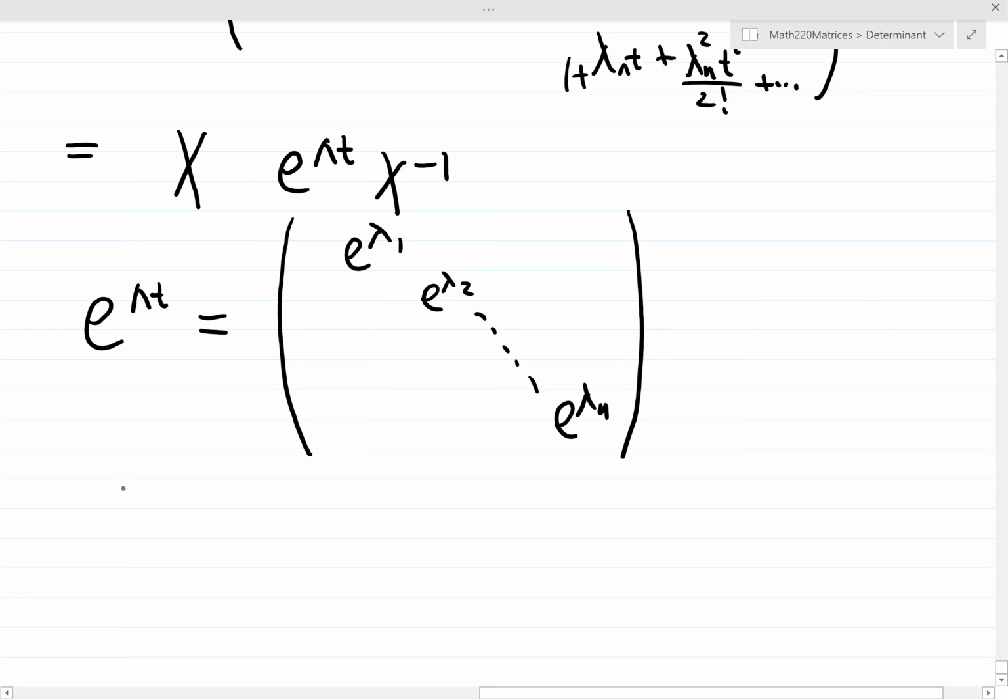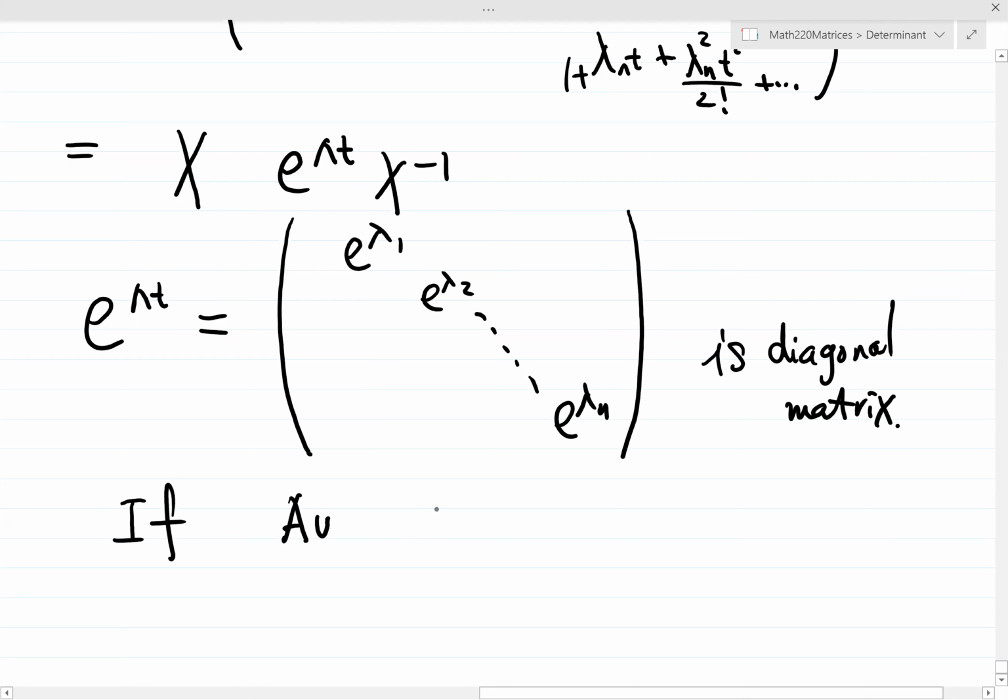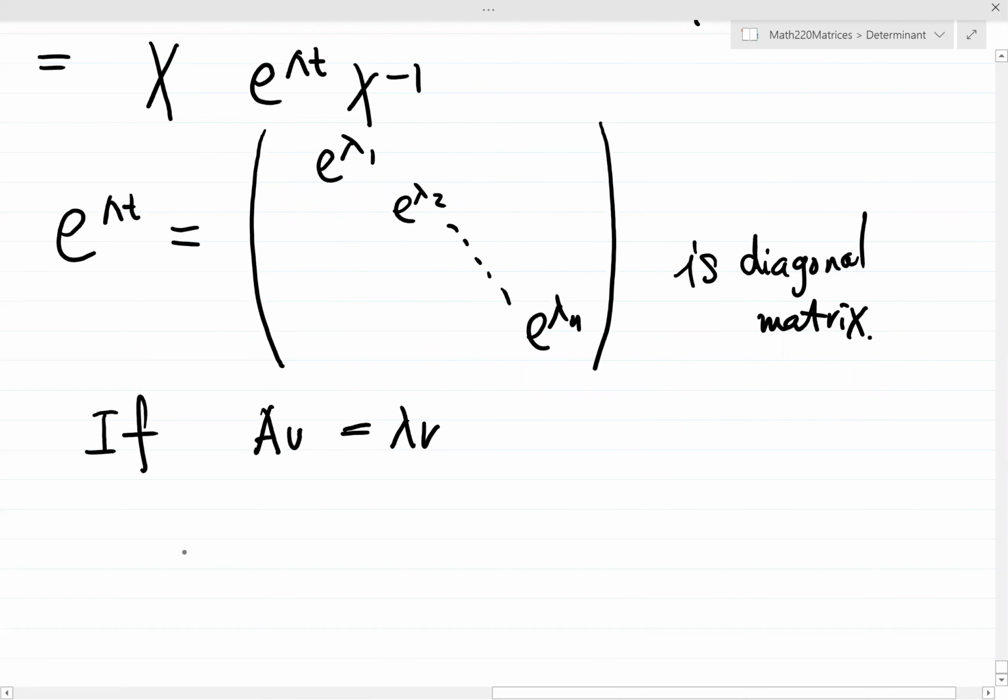Okay, so this E is a diagonal matrix. Now let's see what happens if we have eigenvalues and eigenvectors. If we know AV equals lambda V, i.e., V is an eigenvector of A with eigenvalue lambda, so what do we know about e to the AT times V?